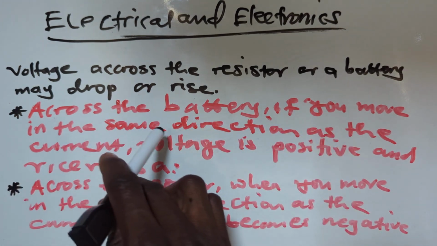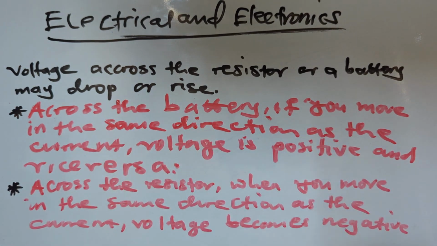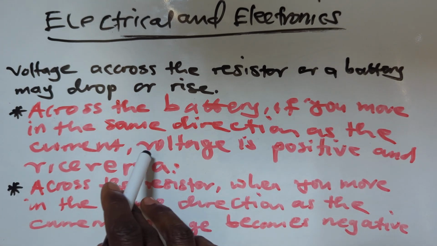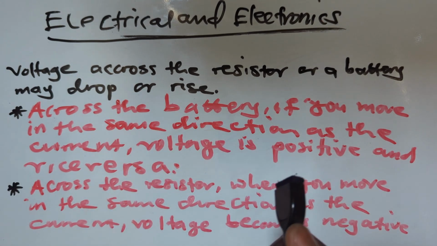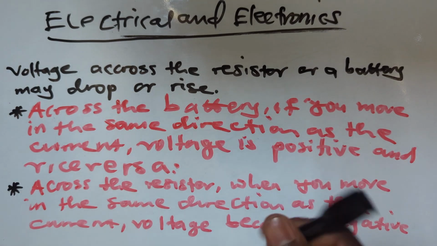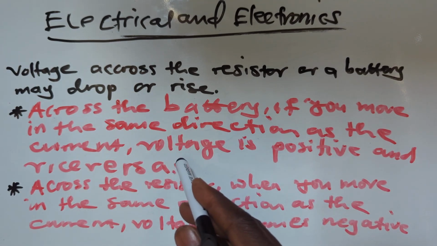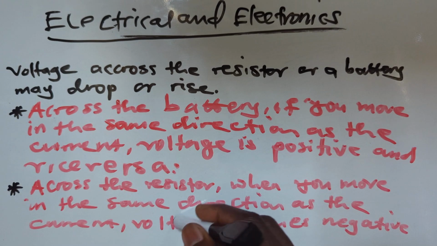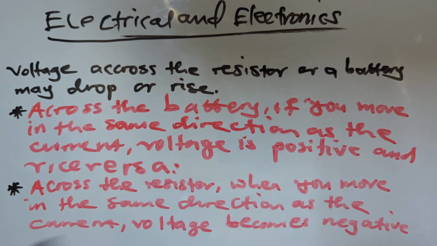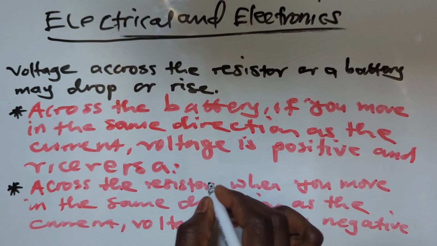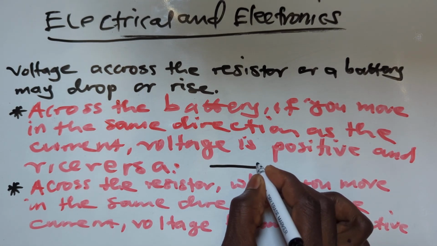if you move in the same direction as the current that you assigned on that specific battery, automatically the voltage on the battery becomes positive, and vice versa. What's the meaning of that? It simply means the voltage can be positive if you are moving in the same direction as the current. That simply means you are moving from the negative part to the positive part of the battery. In this case, I'm talking about this.